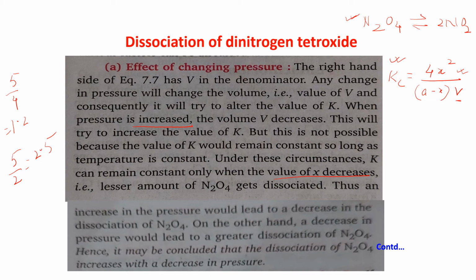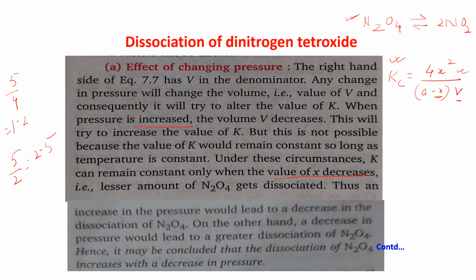There is also X here. The value of X decreases. What is the meaning of a decrease of X? That means less dissociation, because X we have taken as the number of moles dissociated. So what it is showing is that an increase in the pressure leads to a decrease in the dissociation of N2O4. And just the reverse, if you decrease the pressure, then it will lead to greater dissociation of N2O4.